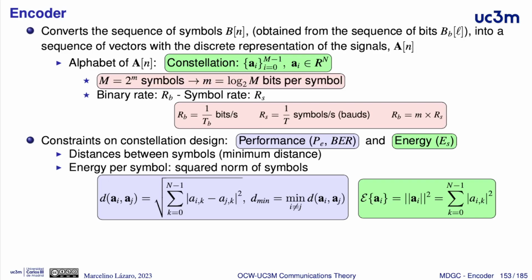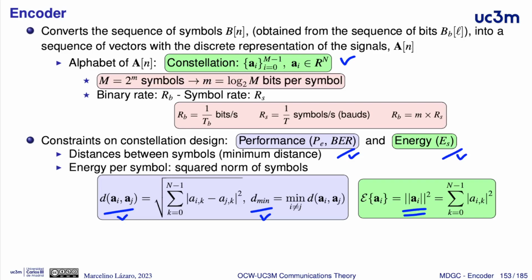Two constraints must be taken into account to select the constellation in the encoder: performance, probability of error or bit error rate, and energy. The performance is related with the distances between symbols, and in fact it is determined by the minimum distance between symbols. And the energy is related with the norm of the vectors in the constellation, because the energy is the square norm. Therefore, we want symbols as close as possible to the origin, with as low as possible norm.